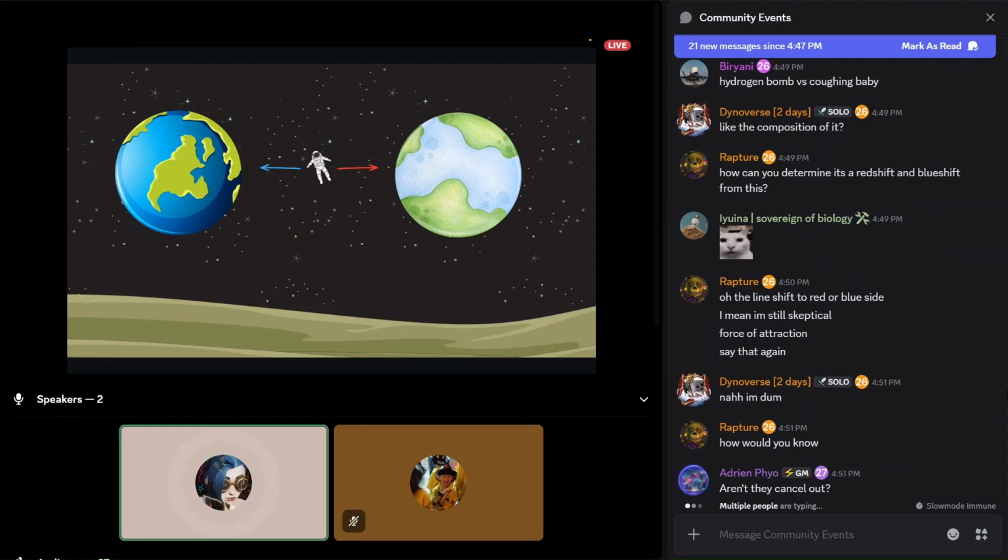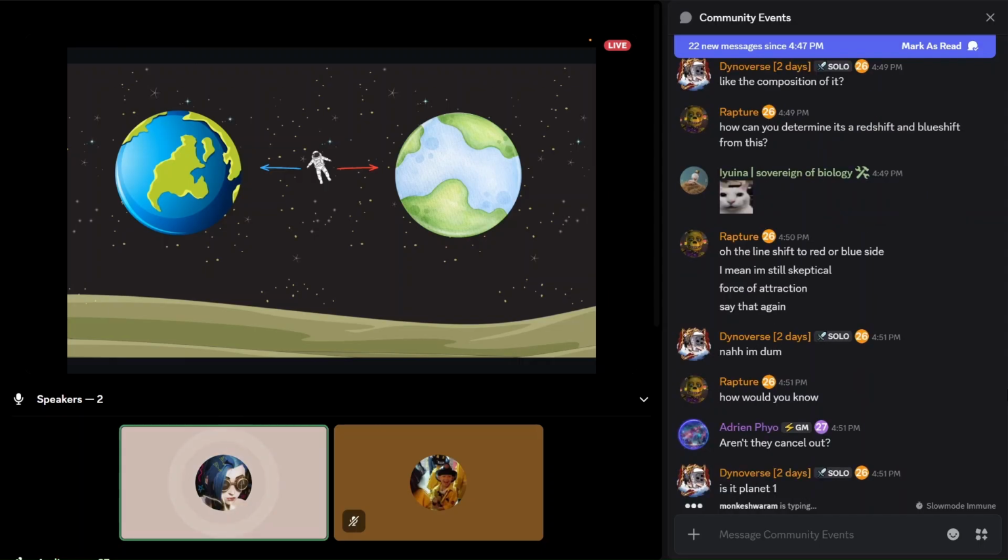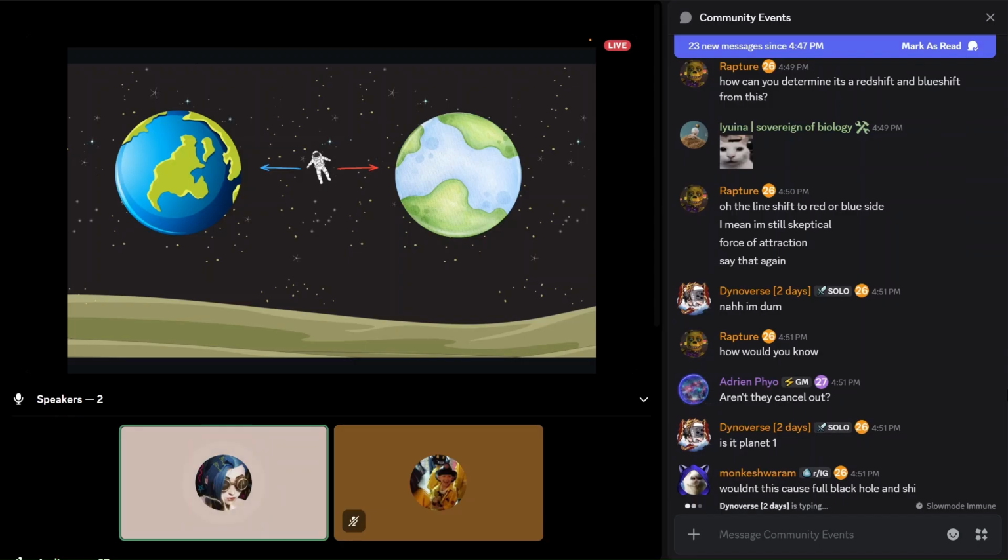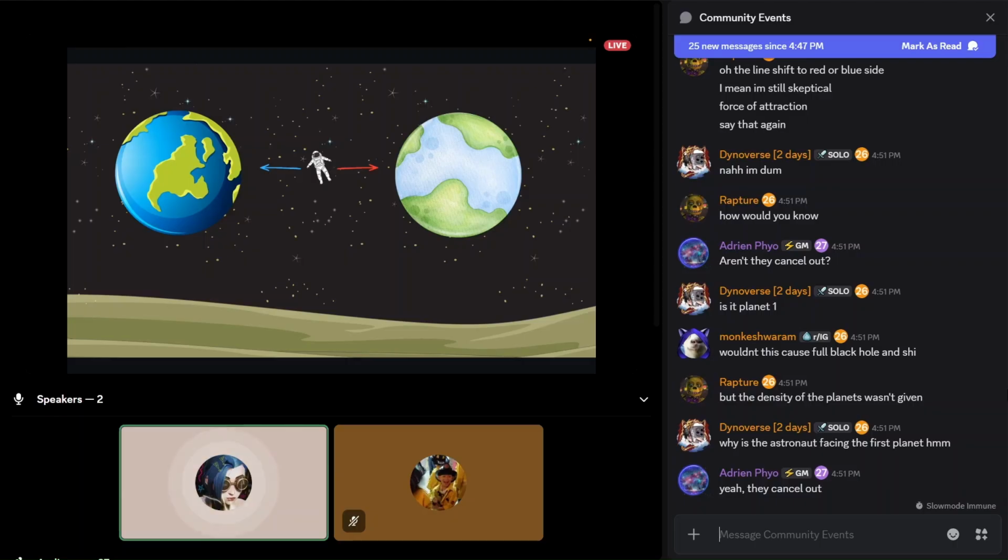Okay, so the answer is they're the same. So basically, the force is the same. Assuming there are no other forces acting on the astronaut, you just stay there. Yes. Okay, next.